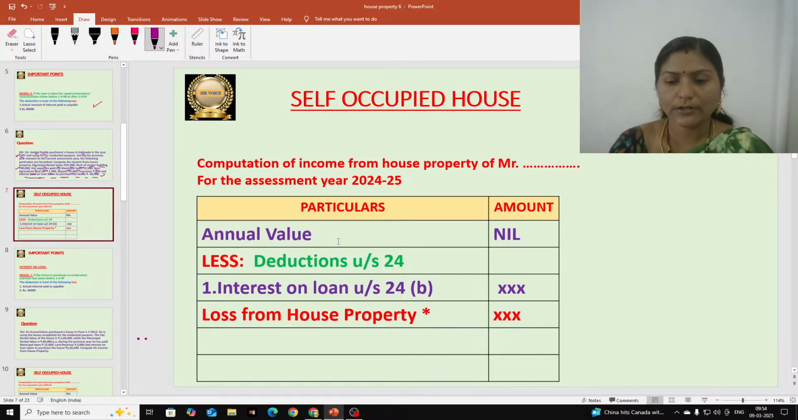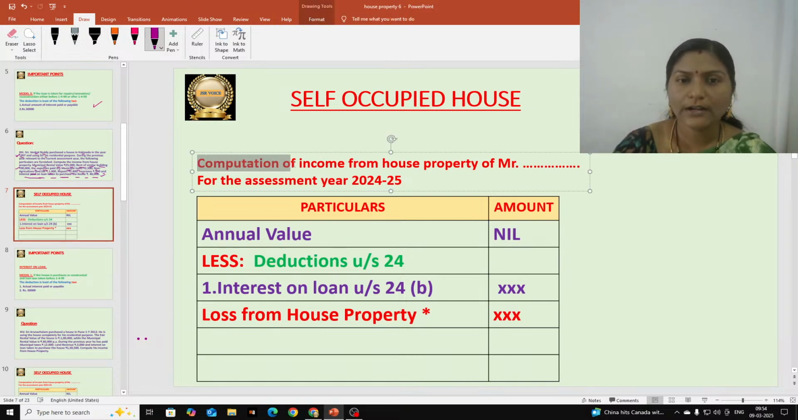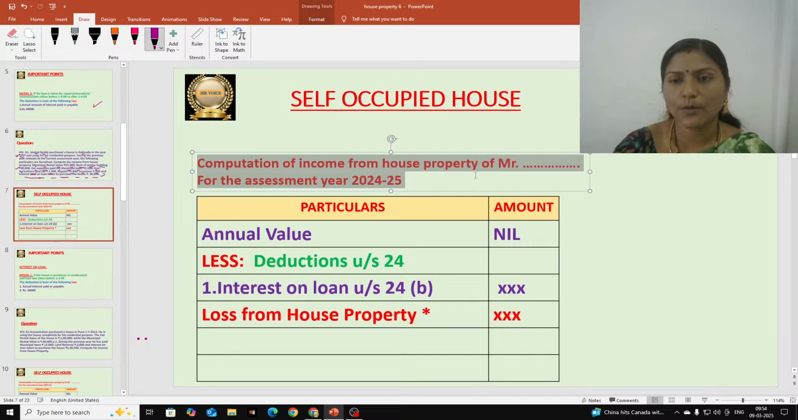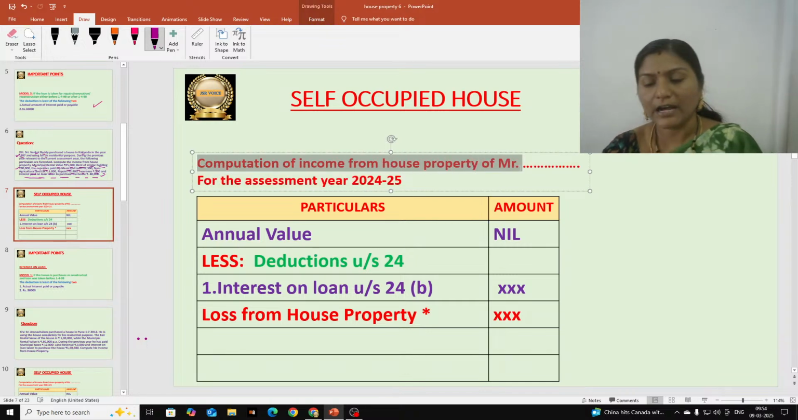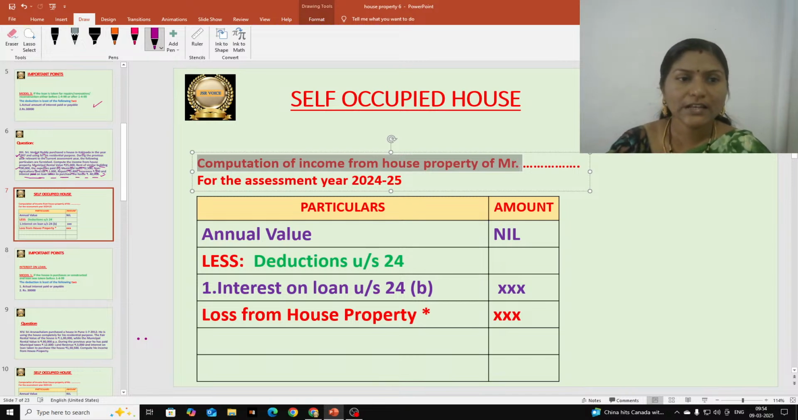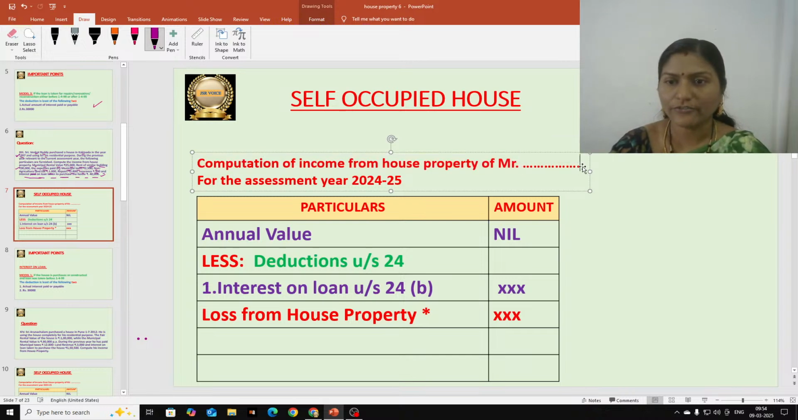This is the format of a self-occupied house, as I discussed already. So on the top what should we write? We should write "Computation of income from house property of Mr." and after Mr. we should mention the name of the assessee. What is the name of the assessee? Sri Venkat Reddy. So I will write the name of the assessee here.